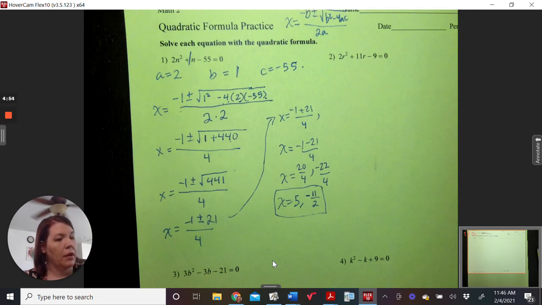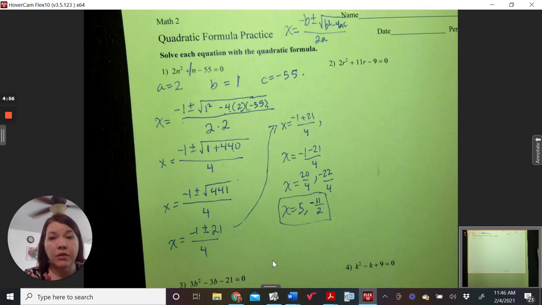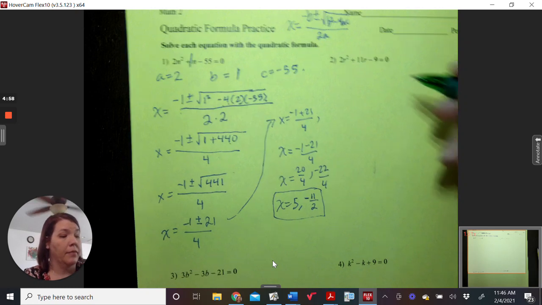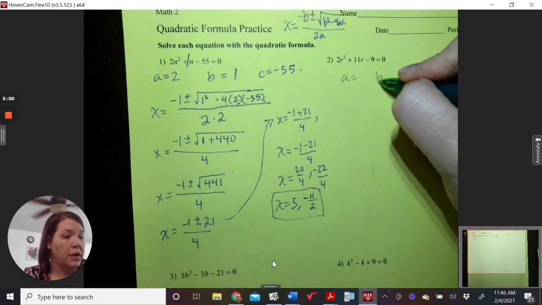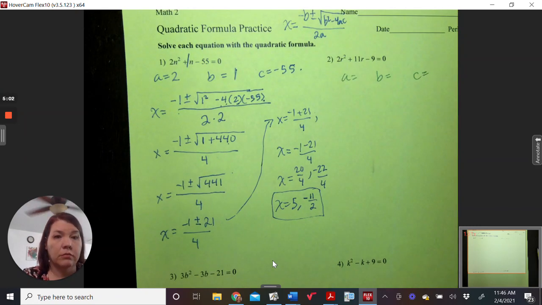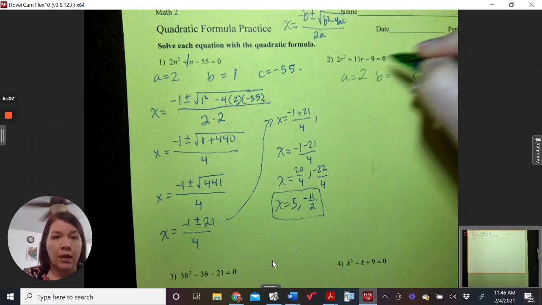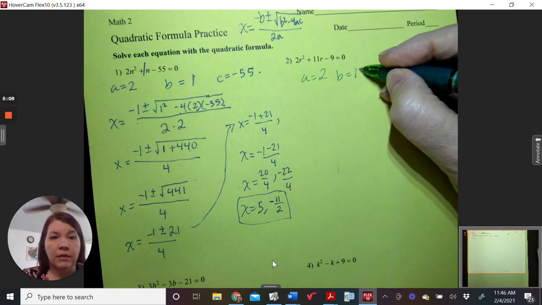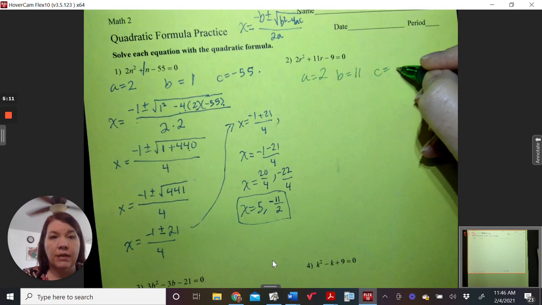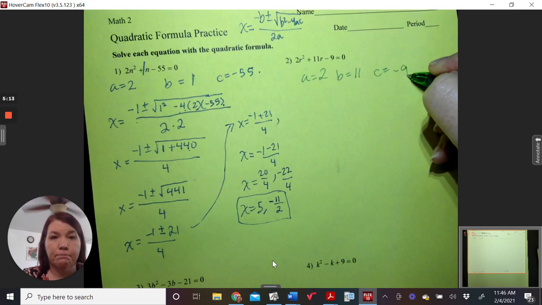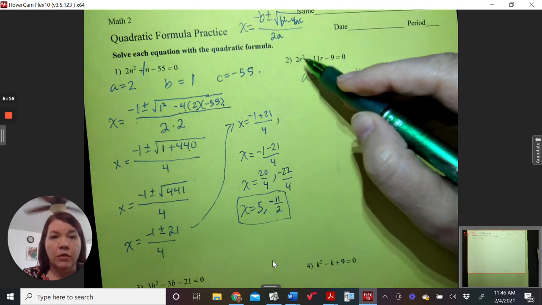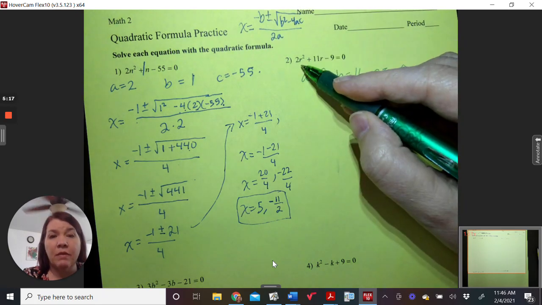So let's try another. We'll try number 2. So the first thing I want you to do is identify A, B, and C. So A equals, B equals, and C equals. A is 2, B is 11, and C is negative 9. Okay, notice I'm just using the numbers. Please be very careful.